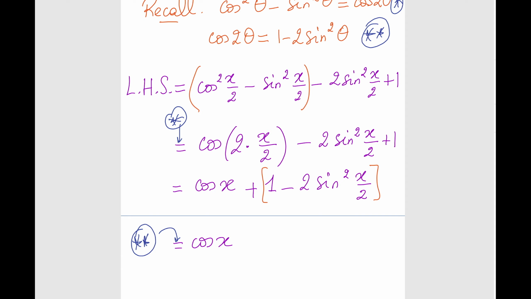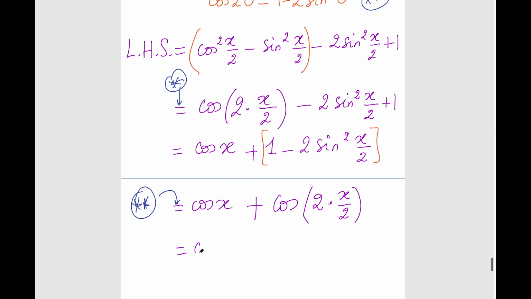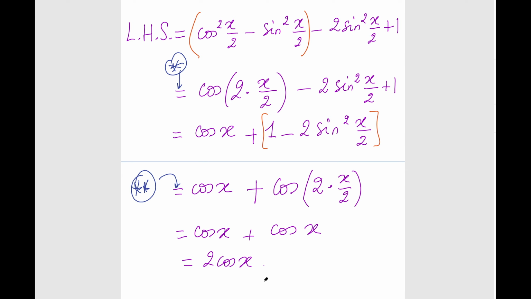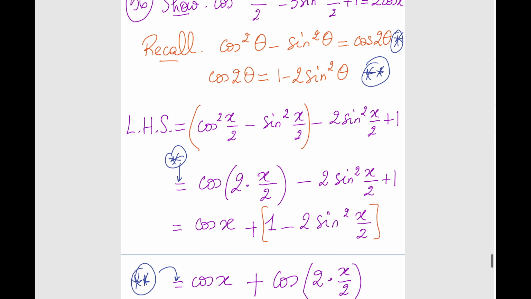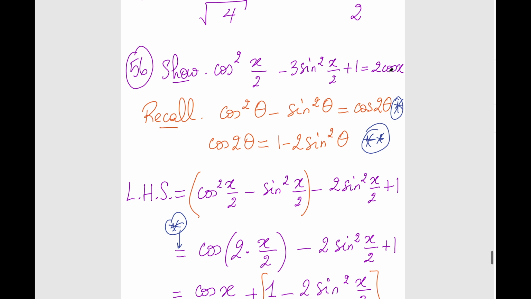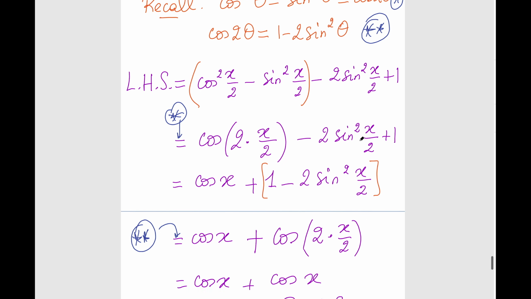Okay, so we get cosine of x plus what? Cosine of twice the theta, which is x over 2, and this is x, right? So this is again cosine of x plus cosine of x, which is 2 cosine of x. And this is the desired right-hand side, 2 cosine of x.